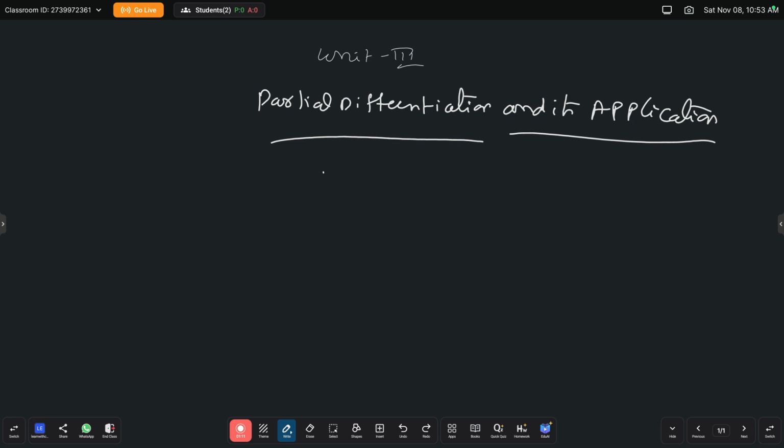In this chapter, we introduce the notation of the functions of several variables, that is, the functions of two or more variables can be discussed in the partial differential equation. That means the multivariable calculus. Okay, now what is the definition of partial differential equation?